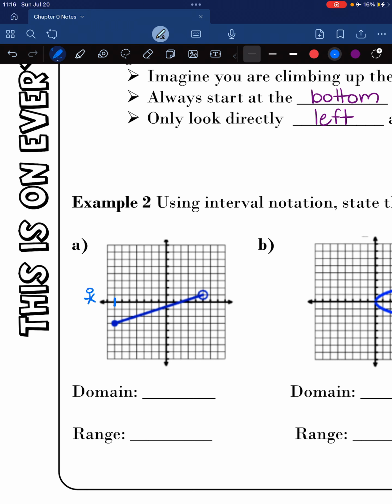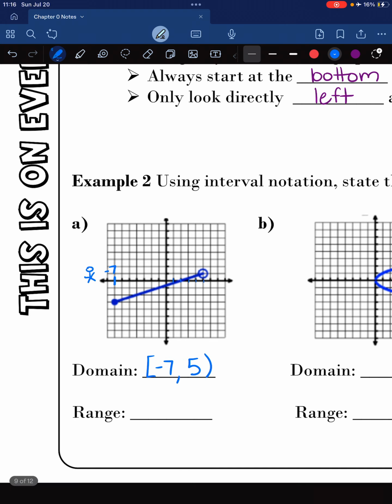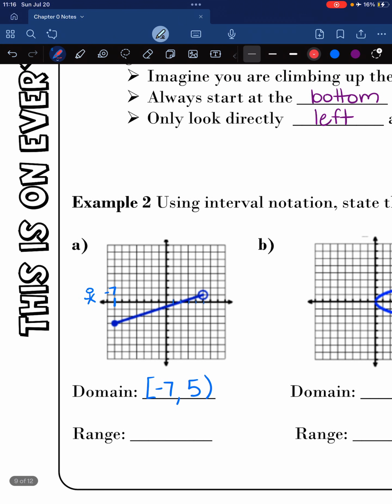So domain, I'm going to start over here. And this is the first time I see the graph. That's at -1, -2, -3, -4, -5, -6, -7. It's a closed dot, so -7, comma. And then 1, 2, 3, 4, +5 is going to be the last time I see it. That is an open dot, so it gets a parentheses.